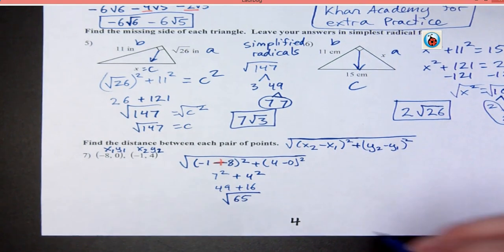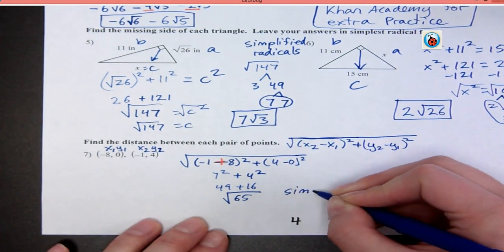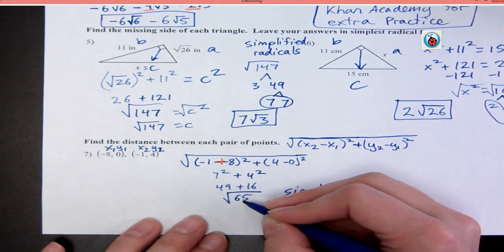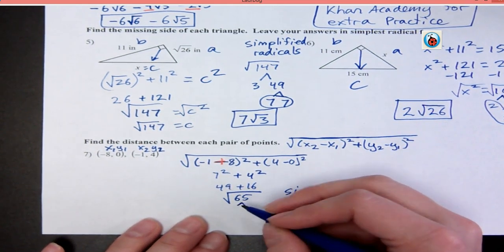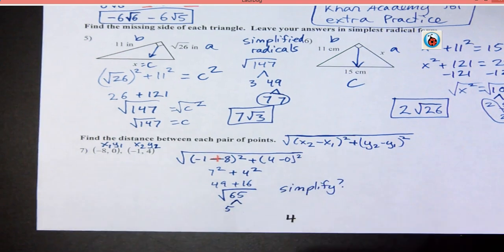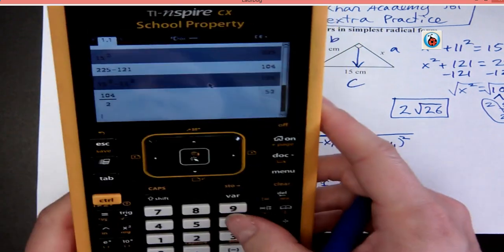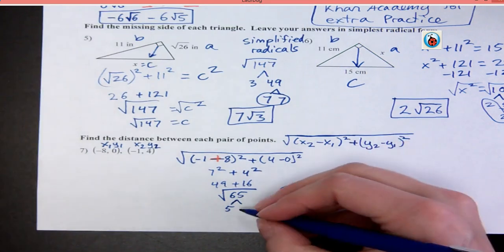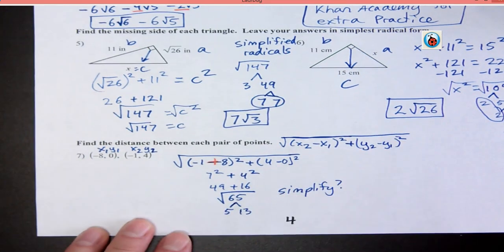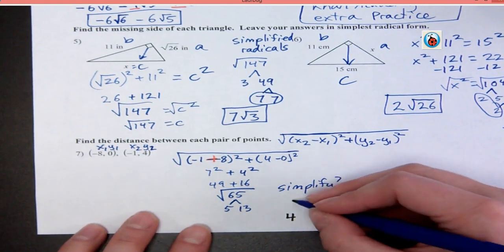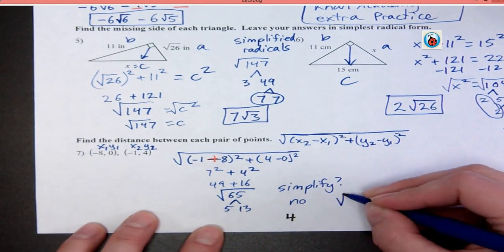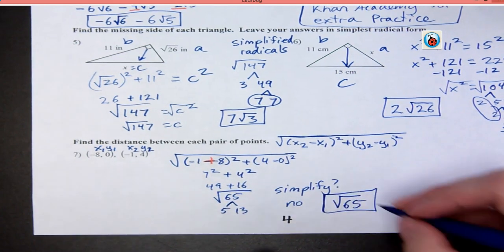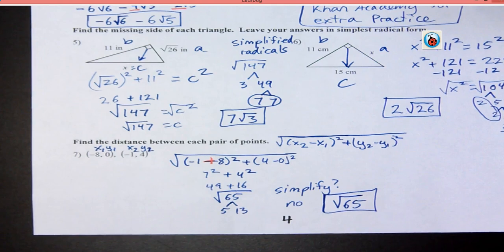I have to check, can it simplify? So we always check to see if it can simplify. Alright, that is not an even number. It is a 5, so I'm going to start dividing by 5. If you don't know it, type it in your calculator. 65 divided by 5 gives you 13, which is a prime number. So no, we can't simplify. Our answer is just square root of 65. And again, we don't take decimal answers, we leave it in the radical form.